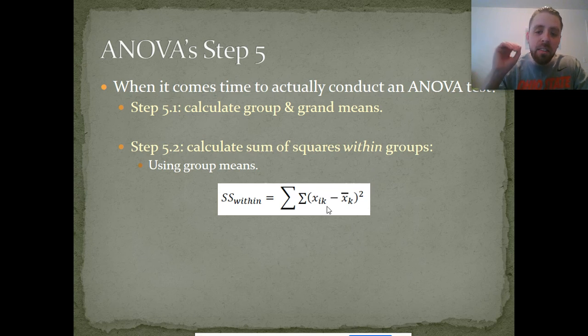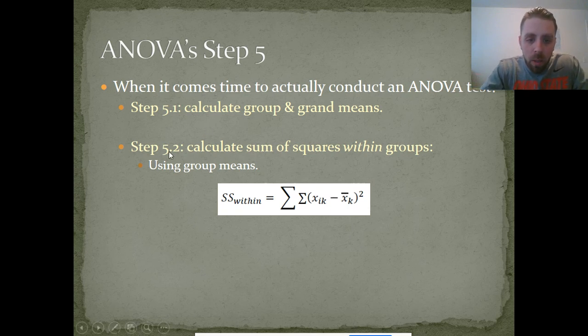So let's just say I take the very first manufacturing homicide rate, and subtract from it the group mean for manufacturing cities. I then square that to get rid of any negatives that may or may not be there, and sum across all 8 cities. But I'm not done there.